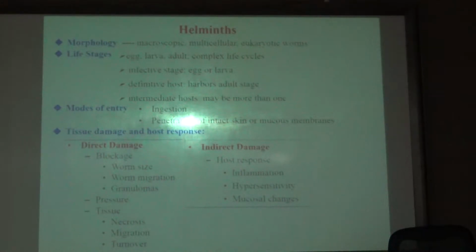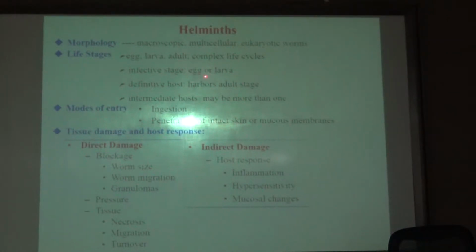Same things are written over here. The general feature of helminths. This is true for all three: nematodes, trematodes, and cestodes. They are multicellular organisms, eukaryotic. Macroscopic, they can be visualized with naked eyes. We don't need microscope for their visualization. Most of them have got these stages: egg, larva, and adult, complex life cycles. It depends on individual organism actually.